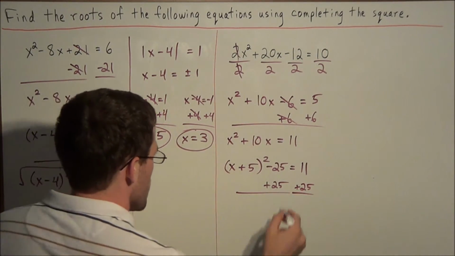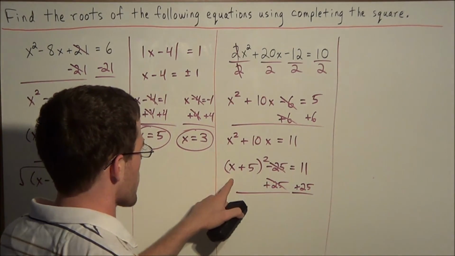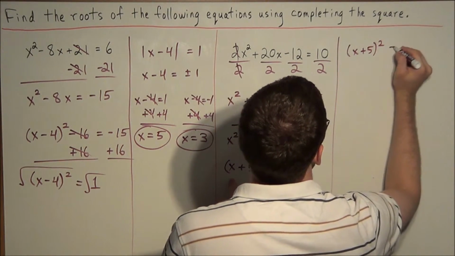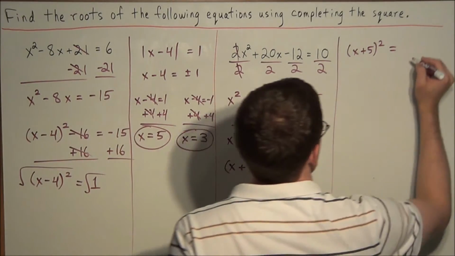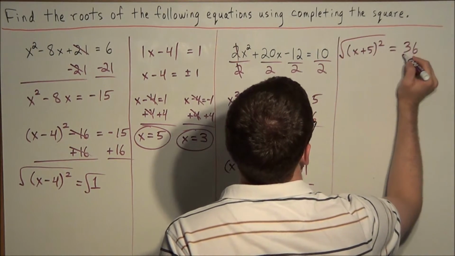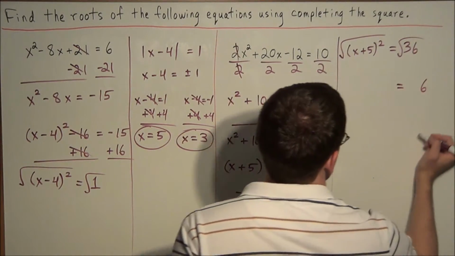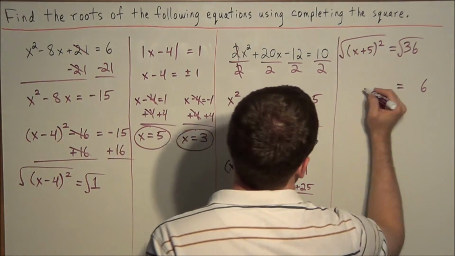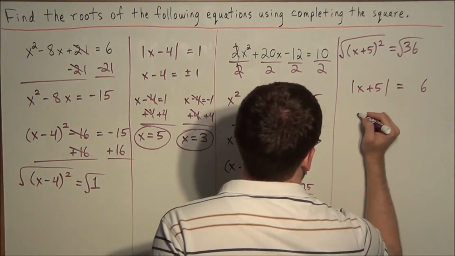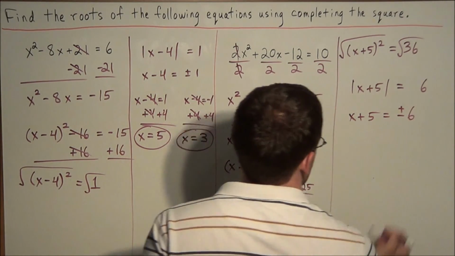So now for the next line, negative 25 plus 25 cancels, and we're left with x plus 5 squared equals 11 plus 25 is 36. So now to solve for x, we're going to take the square root of both sides. And now the square root of 36 is equal to 6, and the square root of x plus 5 squared is the absolute value of x plus 5. And now to move to the next stage, we just say x plus 5 equals plus or minus 6.